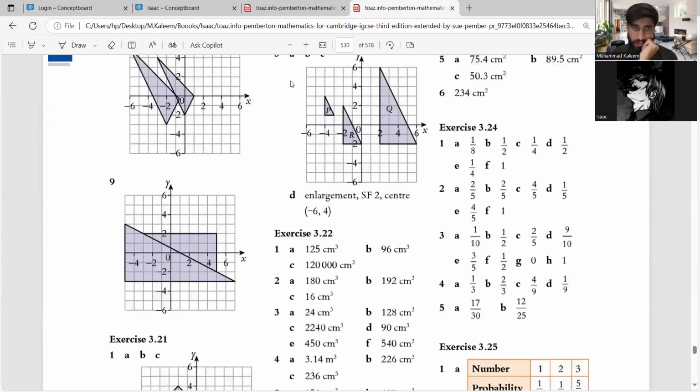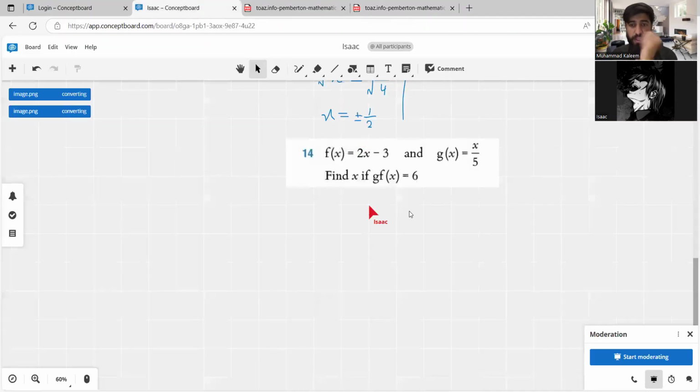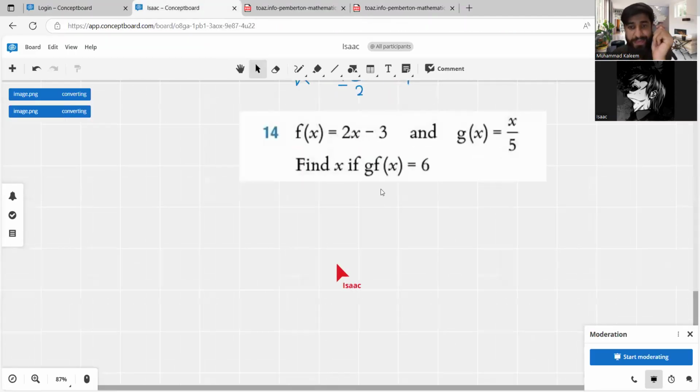Sorry, I was just figuring out how to zoom in. Okay. Firstly, yeah.